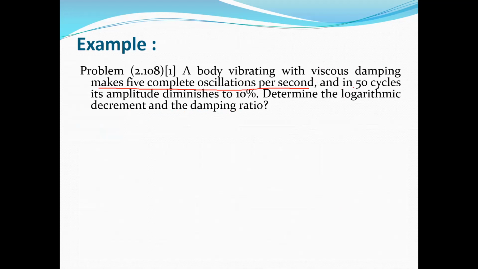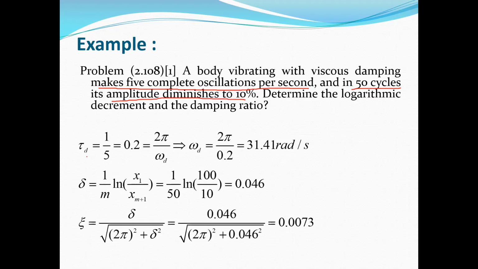And here, from the second part, which mentions 50 cycles, after 50 cycles the amplitude diminishes to 10%. We can obtain the logarithmic decrement, and consequently we can obtain the damping ratio. So easily you can obtain the period, as I told you, because we will have 5 complete oscillations per second. So the period is 1 divided by 5, or 0.2.